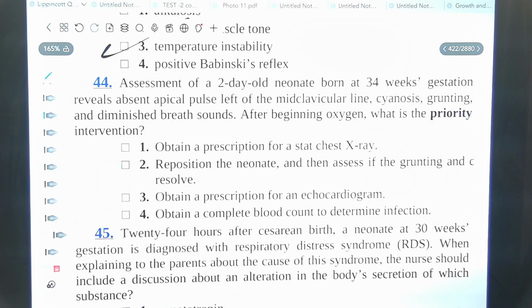Assessment of a 2-day-old neonate born at 34 weeks of gestation reveals absent apical pulse left to mid-clavicle line, cyanosis, grunting and diminished breath sound. After beginning oxygen, which is the priority intervention? Oxygen is started, then we should go for X-ray to ensure what? Choose the right response. It could also be a pneumothorax in the baby, so we have to make sure we get a chest X-ray done because all these symptoms are indicating pneumothorax.